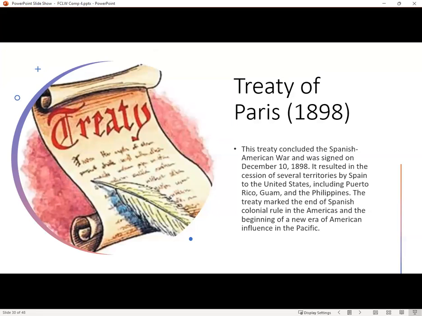The Treaty of Paris, of 1898, concluded the Spanish-American War, and it was signed in December at the very end of 1898. This war was actually more international: Puerto Rico, Guam, and the Philippines. The treaty marked the end of Spanish colonial rule in the Americas. So now Spain has moved out.